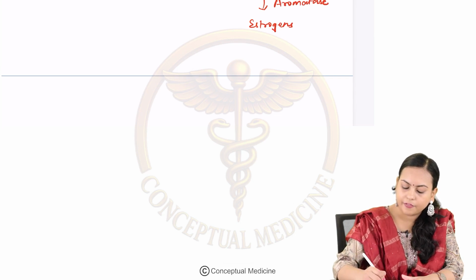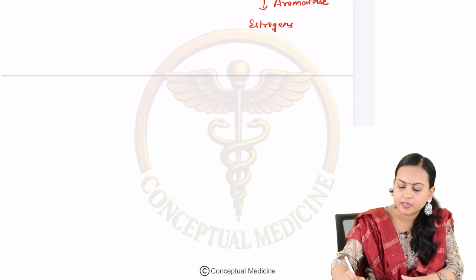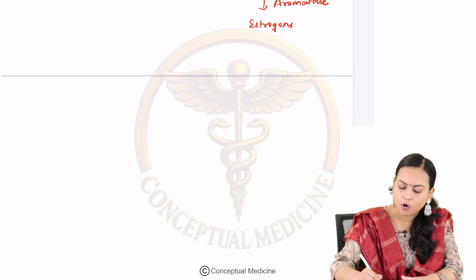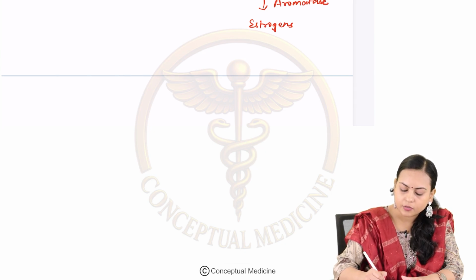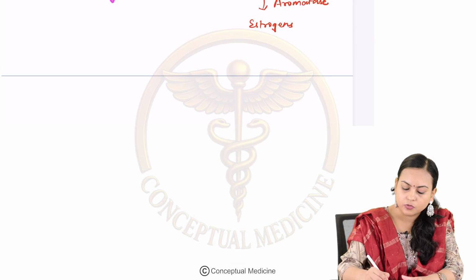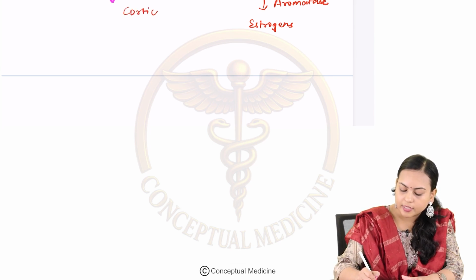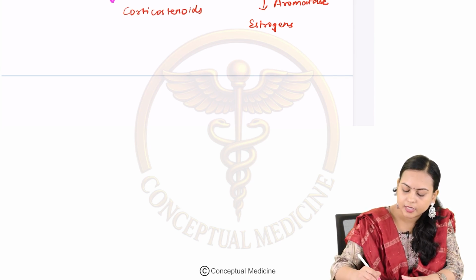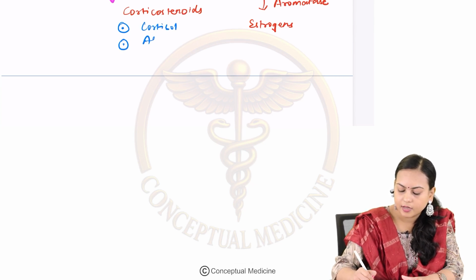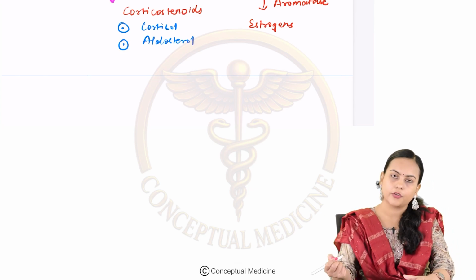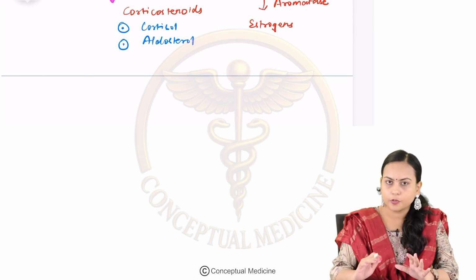Also, remember the fact that progesterone and 17-hydroxyprogesterone both are going to be acted upon by one common enzyme, that is 21-hydroxylase, and they are going to be converted into corticosteroids. Okay, corticosteroids, namely cortisol and aldosterone. Okay, I hope you got the point.